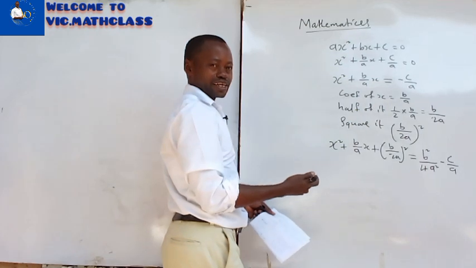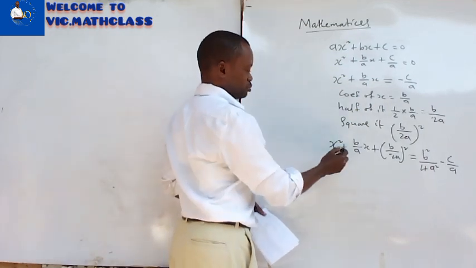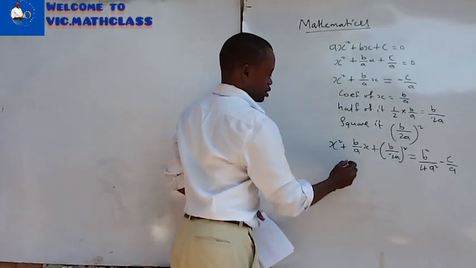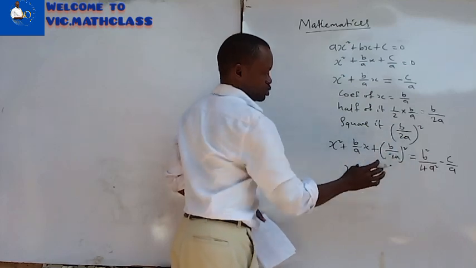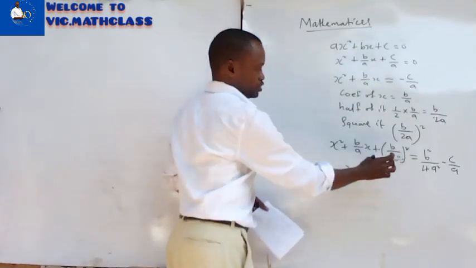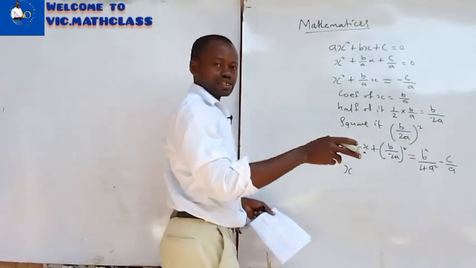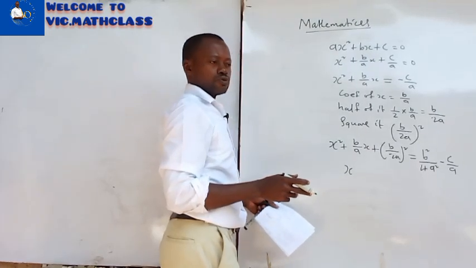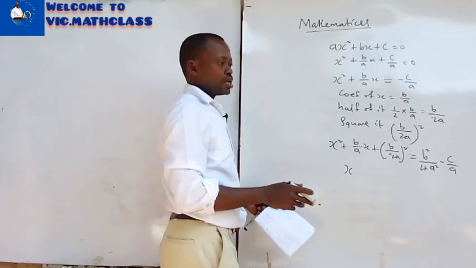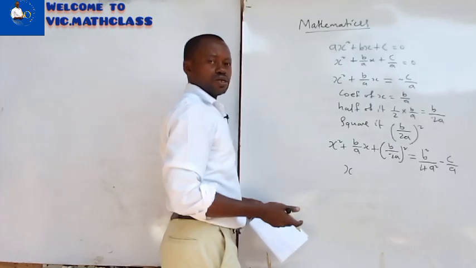That's why I gave that class, understanding perfect squares. So I'm just going to pick here and here, x and whatever I have inside this bracket. That's why obviously you leave it like this. In the next class, I'm going to be showing us how to solve quadratic equations using the completing the square method, and it's just the same thing we are doing here.